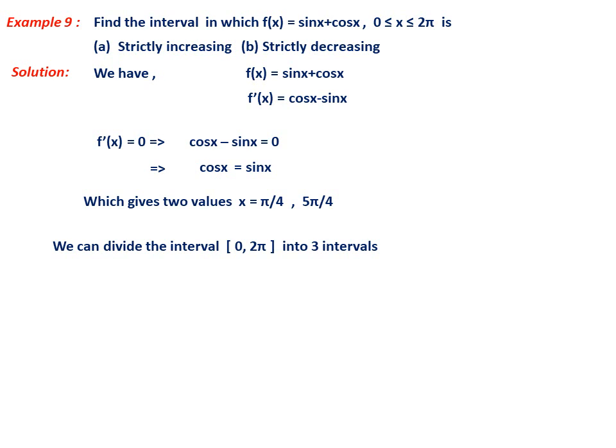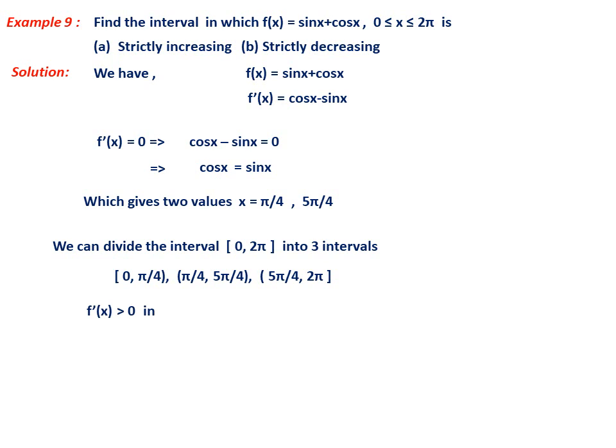The entire interval 0 to 2 pi can be divided into 3 intervals. What are the intervals? First one is 0 to pi by 4. Second one is pi by 4 to 5 pi by 4. Third one is 5 pi by 4 to 2 pi, because we have to divide into 3 sub intervals.